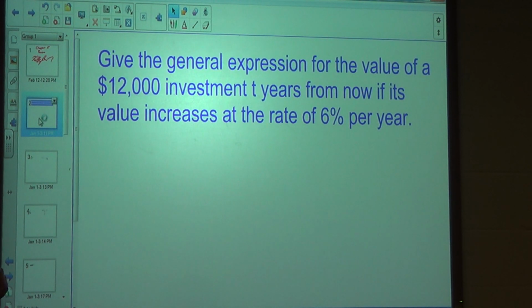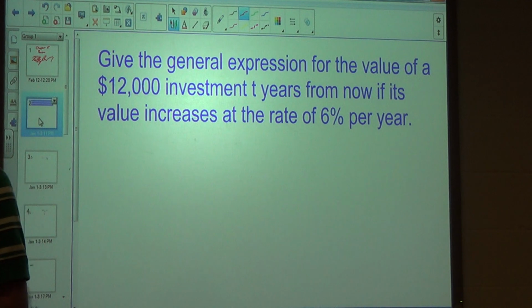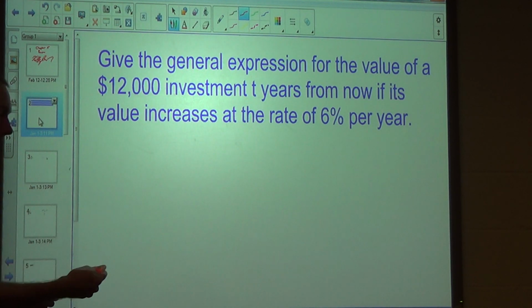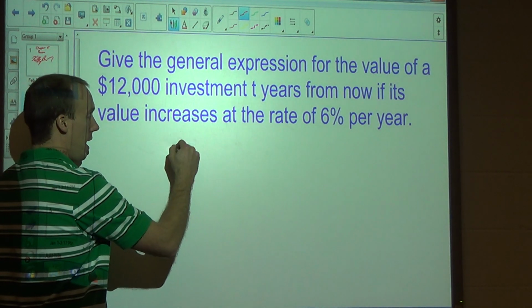Okay. Give the general expression for the value of $12,000 invested T years from now if its value increases at the rate of 6% per year. Okay, so first off, you're going to need a formula. I will not have the formulas on there. I think this is one of the two formulas you will need. Who remembers this formula? It is A nod. We'll start with A nod.